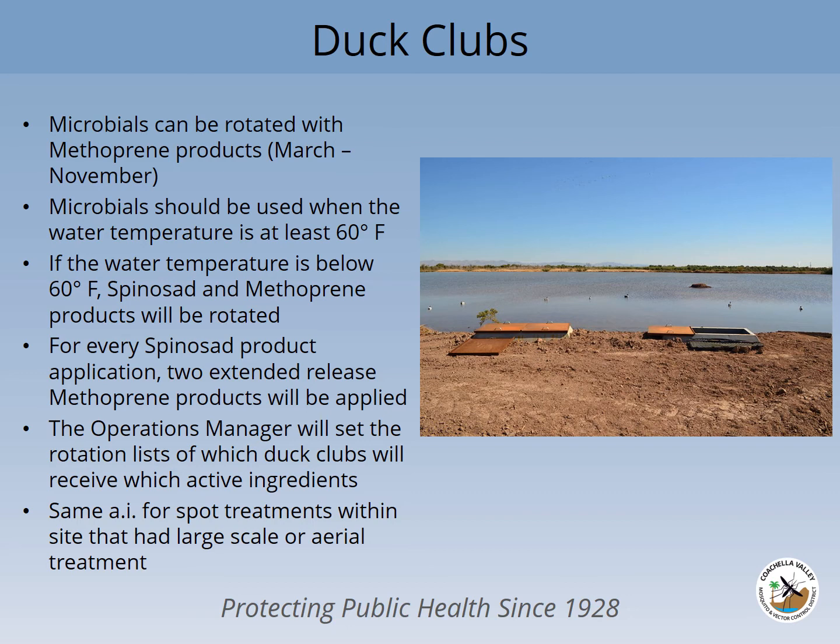Duck clubs. To begin, duck clubs can be treated with an alternating cycle of microbials and methoprene. Microbials are best used if the water temperature is 60 degrees Fahrenheit or higher. Like Chris mentioned earlier, if the water temperature is warmer, the larvae are more likely to be active, which means that they'll most likely be eating. If the water temperature is below 60 degrees Fahrenheit, spinosad products such as Natural will be used.